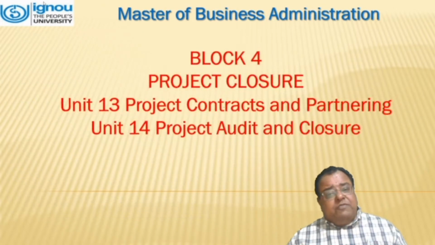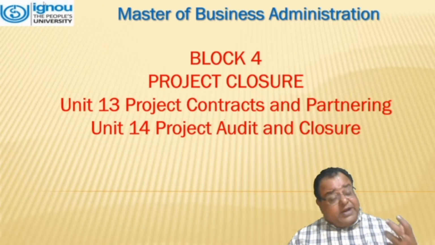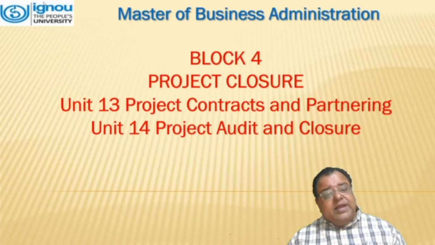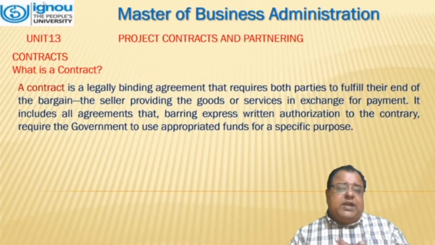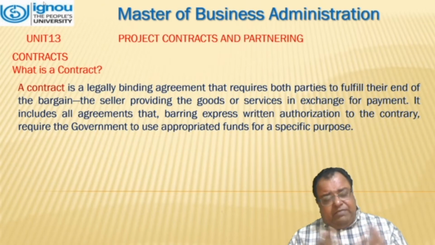Now we move to block 4, which consists of two units, that is project closure: project contracts and partnering, and project audit and closure. We will start with unit 13, that is project contracts and partnering. First of all, what are contracts? What is a contract?